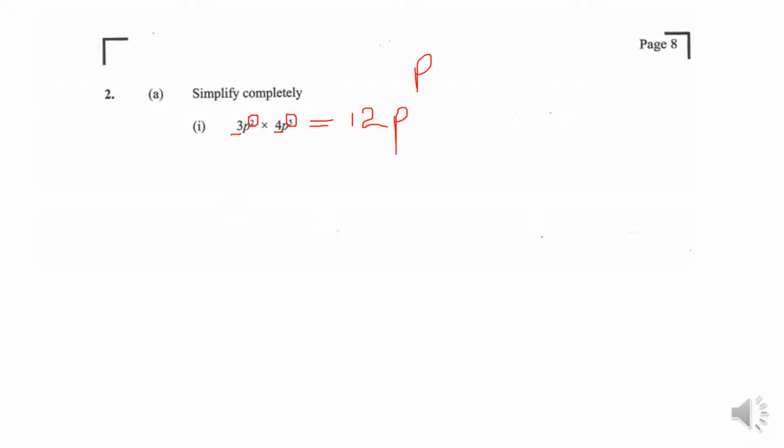So it's like this, p squared plus we are adding the powers like this. Okay, so we're going to get p to the power of 7, and that's what we do.